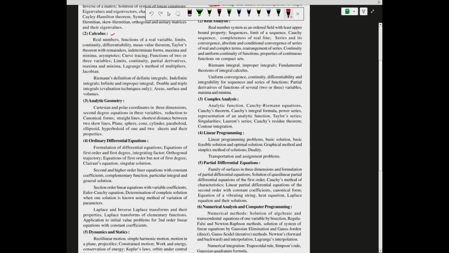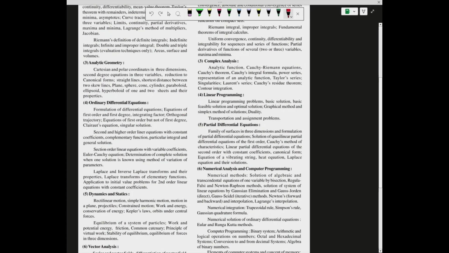Okay, next is complex analysis, one of my favorite topics, right? And as you know, if it is my favorite topic, I'm going to make it sort of halwa kind of thing. All right, so this is going to be very, very interesting and very, very easy for you. All right, next is linear programming.